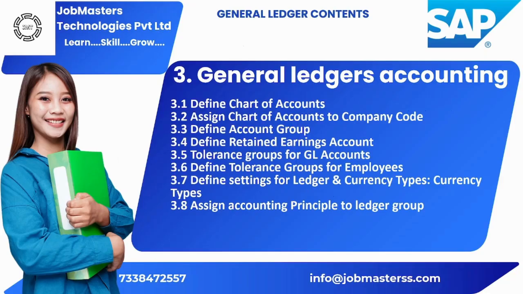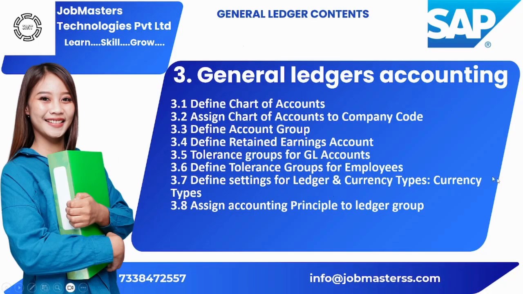Account-wise we can control the restrictions, and tolerance groups for employees. At each employee level, as discussed just now, we can control the limits at GL account level and employee level. We can also control at accounts payable or accounts receivable level, in the customer master at customer level and vendor level. That means accounts payable and accounts receivable. So let's come to the next step.